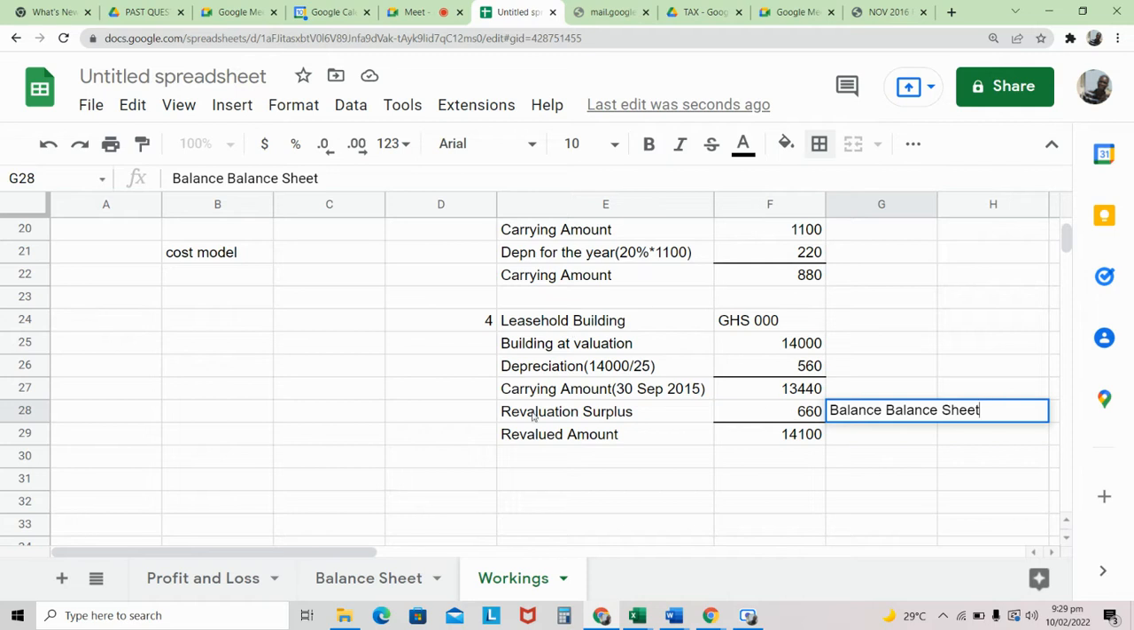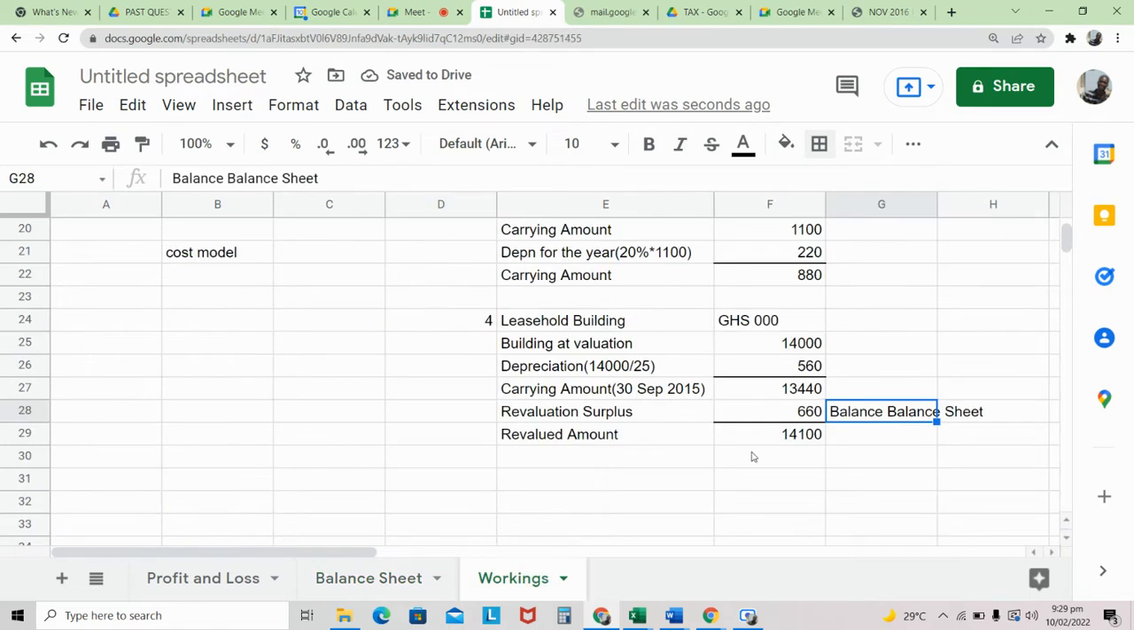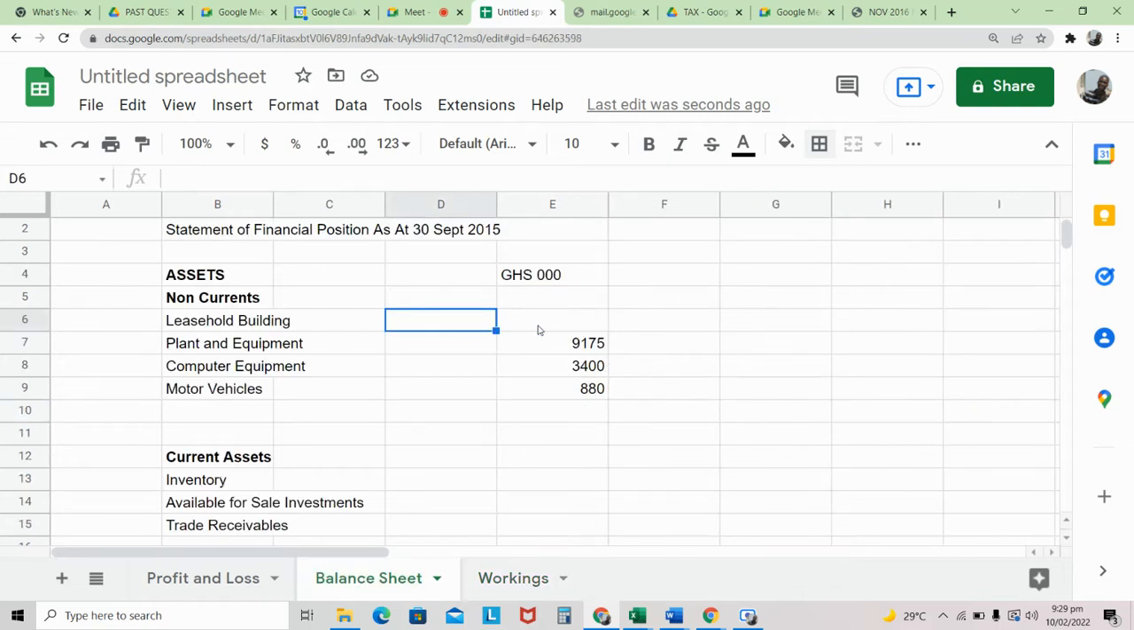Okay, so we have to go to our balance sheet and then the leasehold building, because we revalued it to 14,100. This is the figure that we have to use at the end of the year. So in our balance sheet, the leasehold building will be carried at 14,100 because this is the revalued amount.